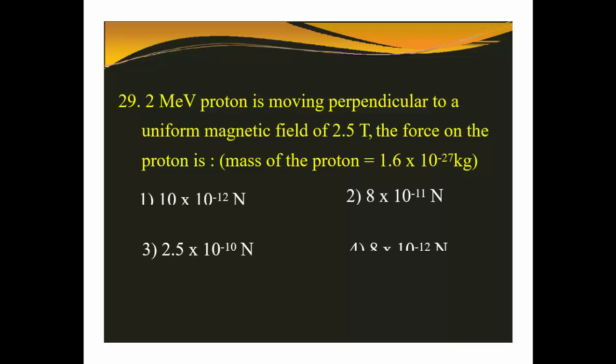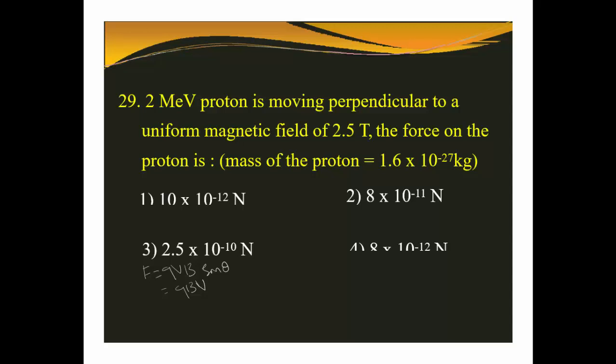So how do we calculate the force on the proton? The formula for the force exerted is QVB sin theta. Theta is 90 degrees, so the answer is QVB. We know the proton charge, but we don't know the velocity. So it is better to get the value of the velocity of the particle.